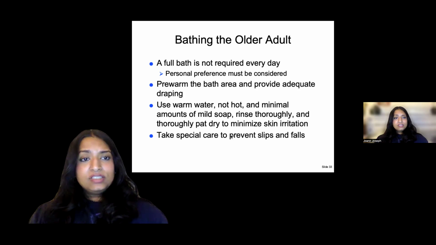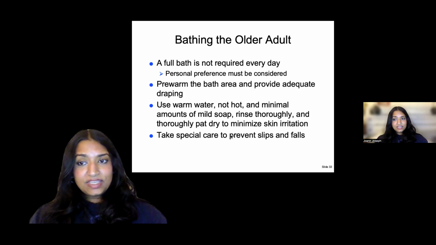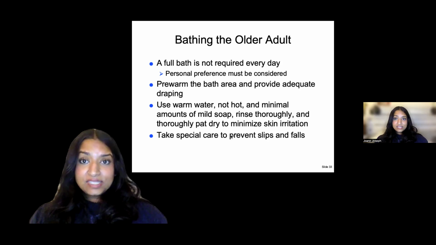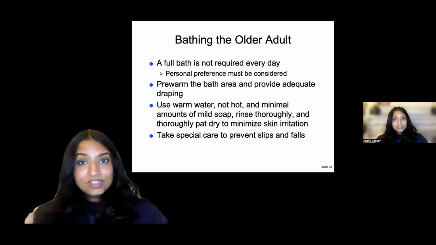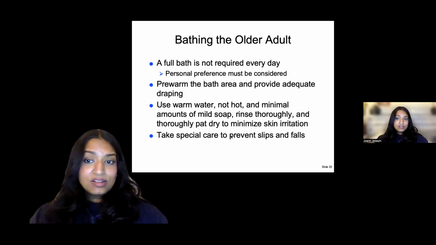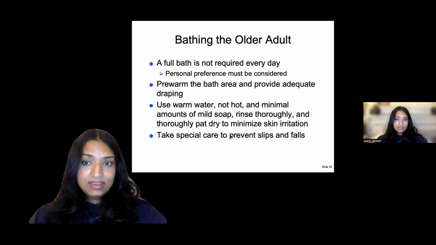Bathing the older adult, a full bath is not required every day. It's a personal preference and it must be considered. As I had mentioned in the first few slides, I'm going to ask you to fill in the blank. Do older adults have increased or decreased sweat and sebaceous gland activity? Answer it. They have decreased sweat and sebaceous gland activity. So that is really why they don't technically need a bath every single day.